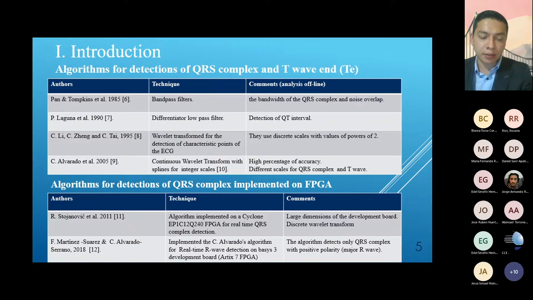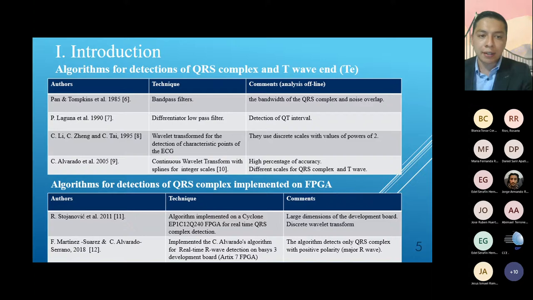The first work that they present is Pan and Tompkins, which uses a bandpass filter. The problem with that is that the bandwidth of the QRS complex and the noise overlap. Pablo Laguna uses a differentiator low pass filter for the detection of the QT interval. In this case, the use of derivatives generates a better effect for the reliable detection of the QRS complex.